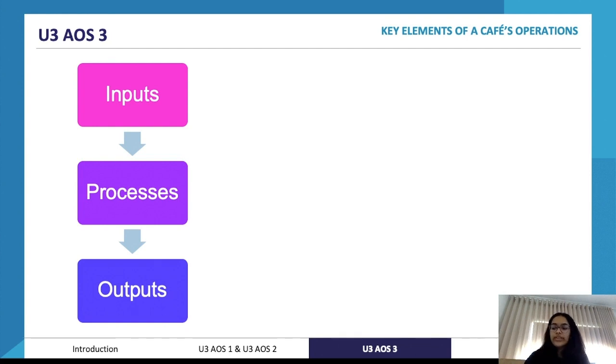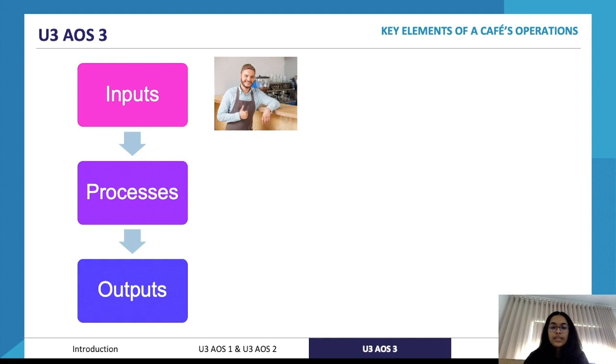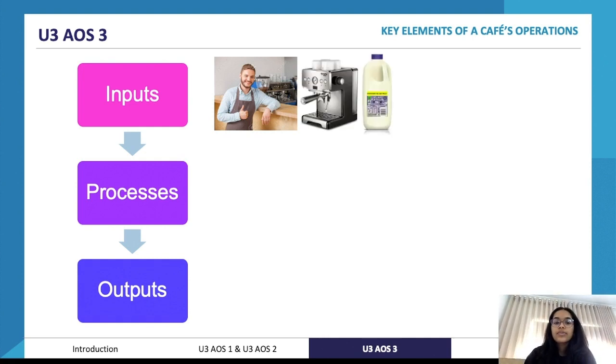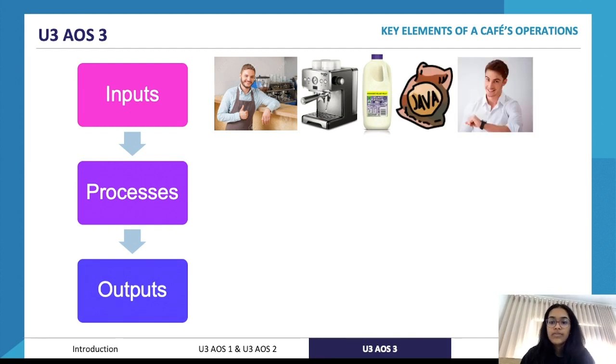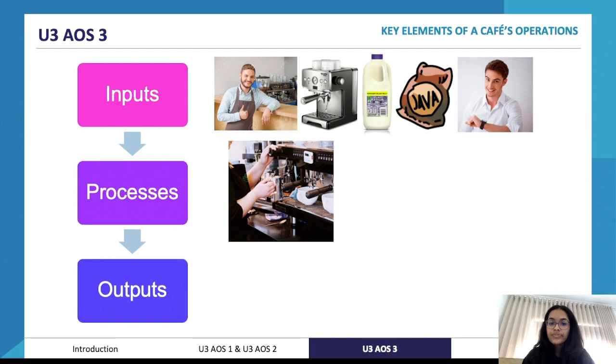Okay, hopefully everyone has had a bit of a think about the inputs, processes, and outputs of a cafe. Let's have a look. So the inputs would be the actual employees themselves. It would be the coffee machines. It would be the milk. It would be maybe the coffee beans. It would be time as well.